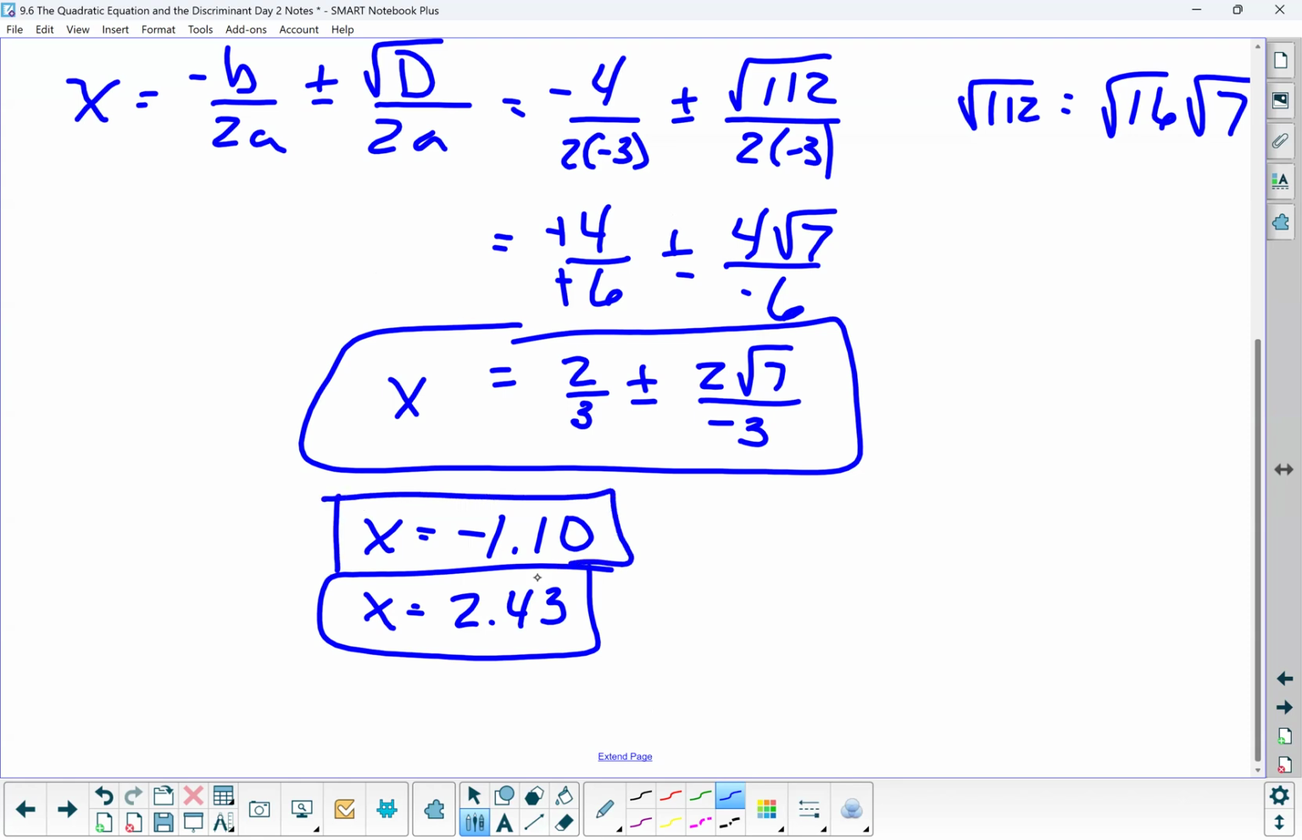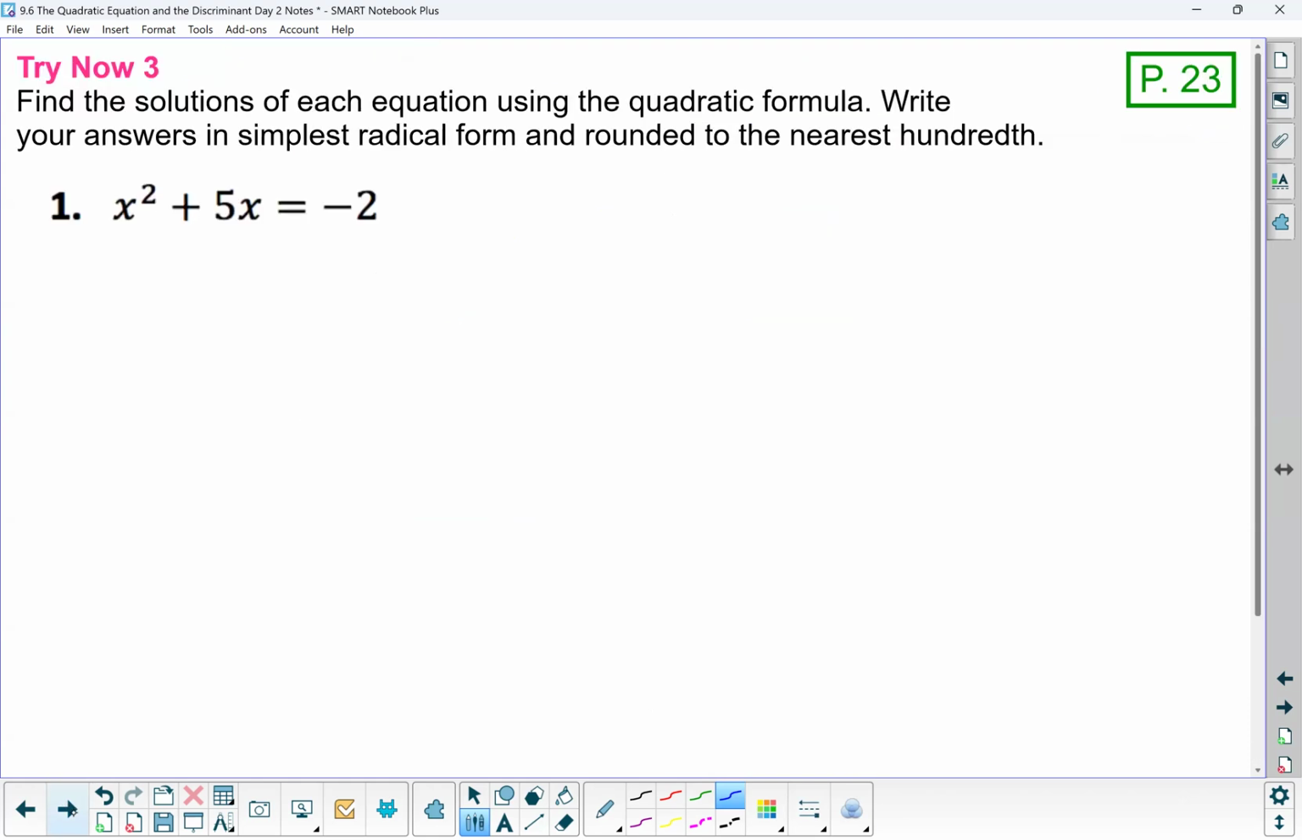There we have our exact solutions with the square root of 7 in there, and our estimated solutions rounded to 2 decimal places. Right, next example. The next example is a try now. So go ahead and try this one, and then I will work through it and show you how I came up with the solution.